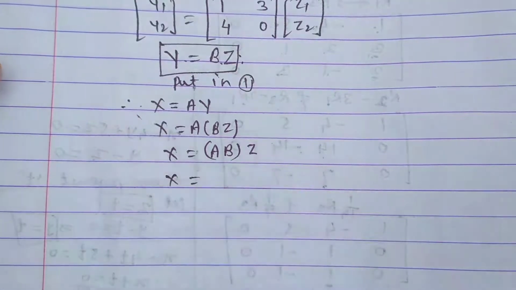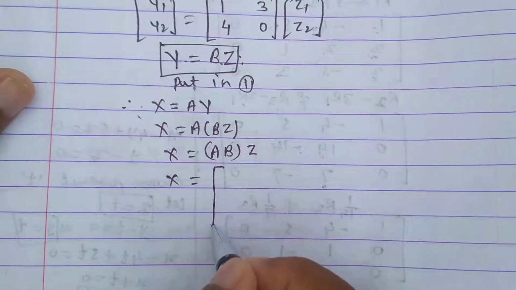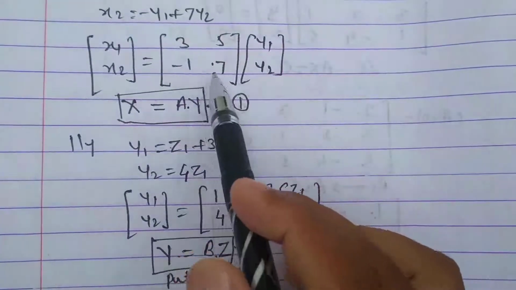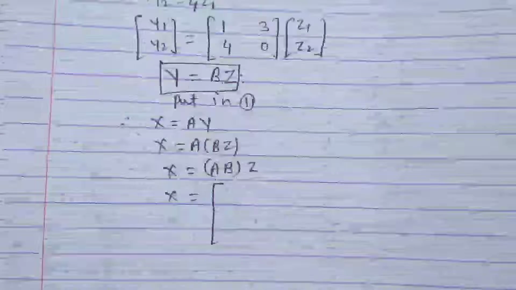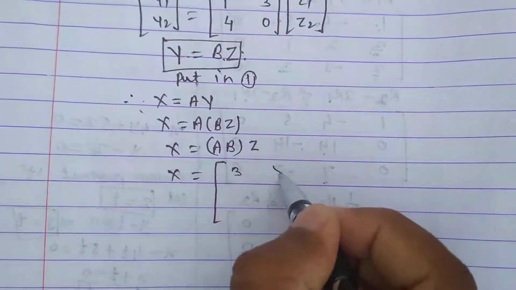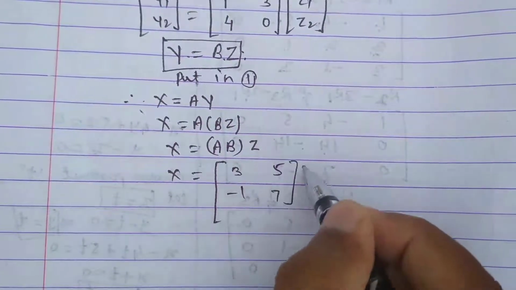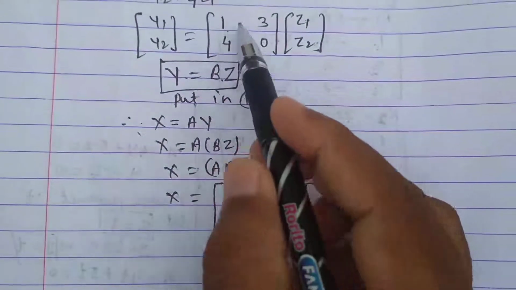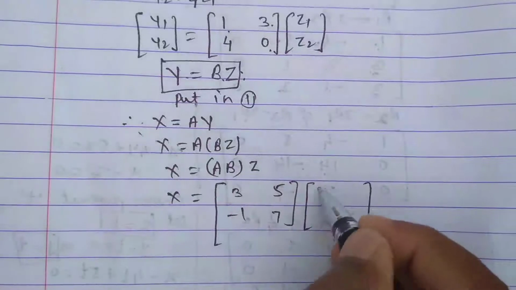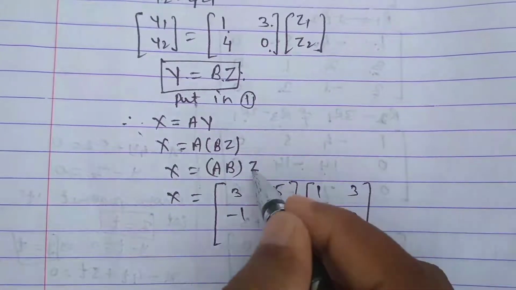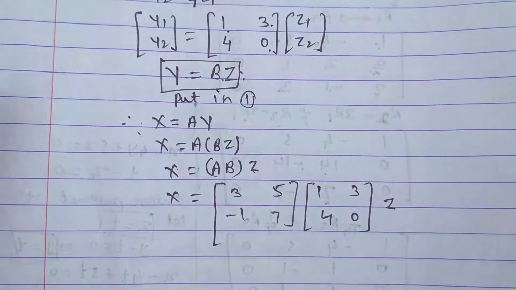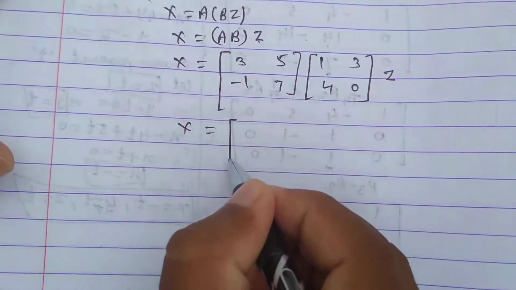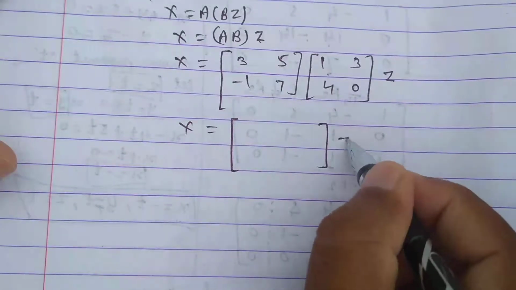So this is x is equal to, what is the A matrix? The A matrix is already written here. This matrix is the A matrix, 3 5 minus 1 7, multiplied by the B matrix. The B matrix is written here, 1 3 4 0, into this Z matrix as it is. Then multiply these two matrices. So we will get x is equal to the multiplication of these two matrices into Z.